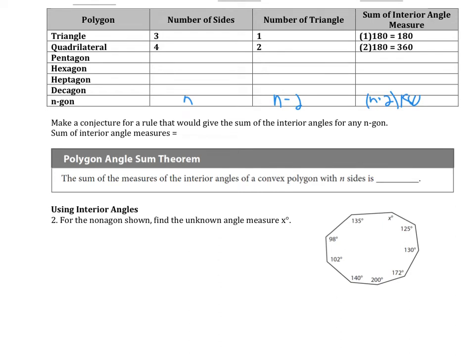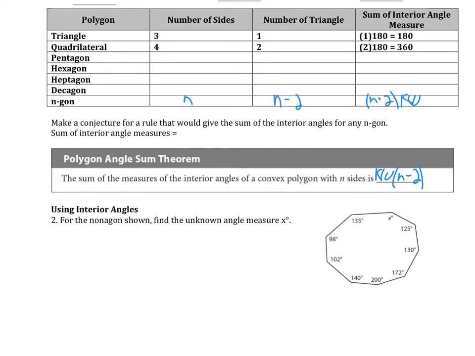So then the sum of the measures of interior angles of a convex polygon with n sides is, as we said, and I'll write it the other way, 180 times n minus 2. So let's work through a problem here, using interior angles for a nonagon.